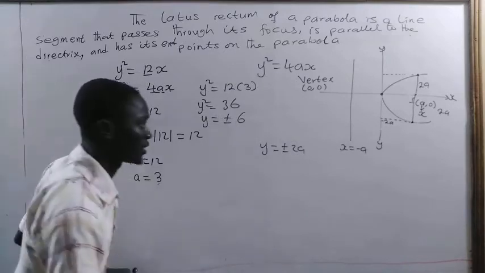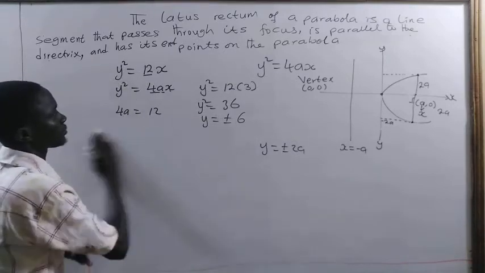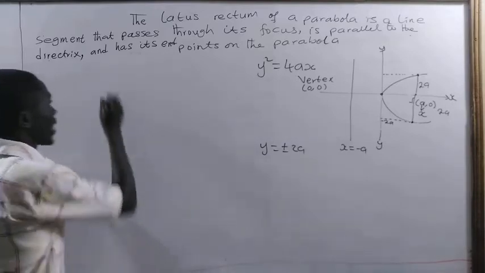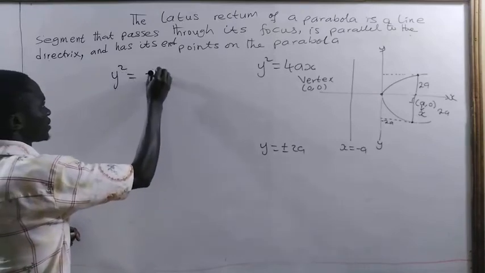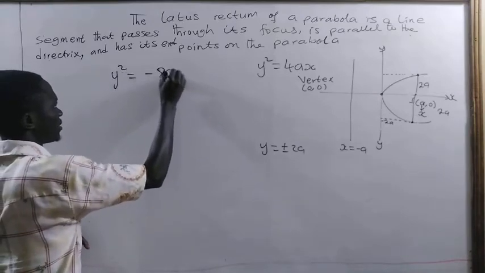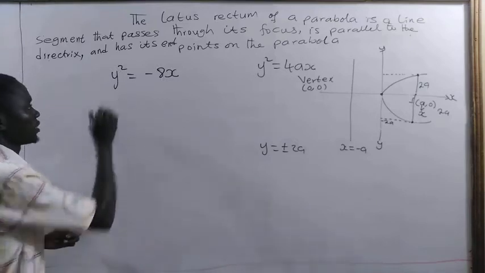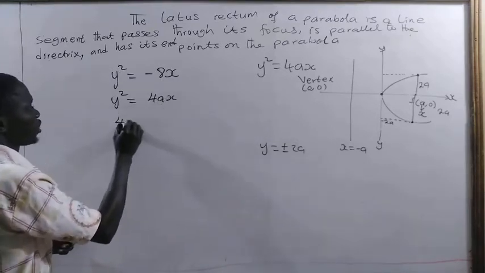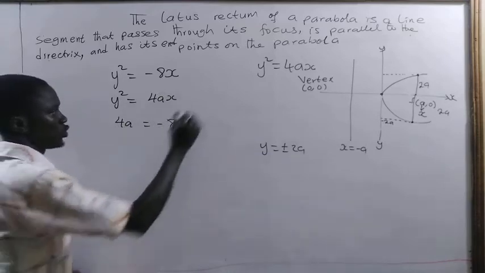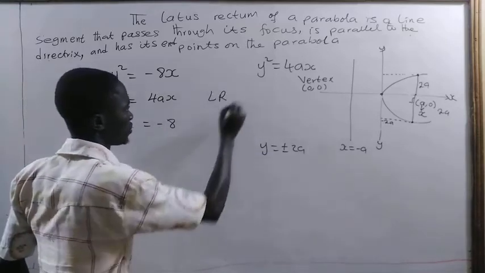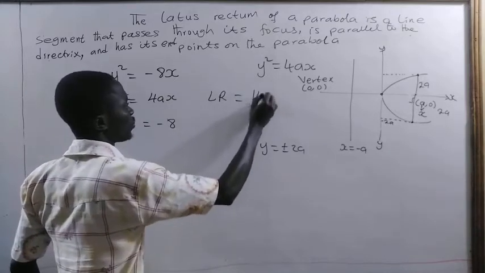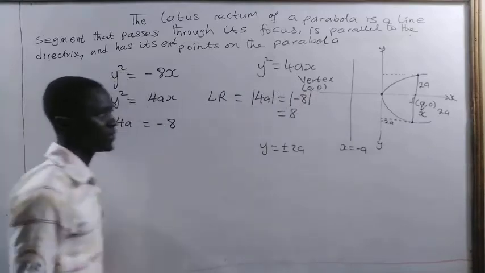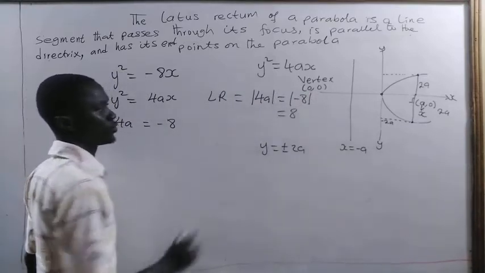Now let's look at the other ones. Let's take y squared equal to minus 8x. For this one, you have y squared equal to 4ax. We take 4a equal to negative 8. So if you want the length of the Latus rectum, we take the absolute value of 4a, which is equal to the absolute value of minus 8, and that is the same as positive 8. So this is the length of the Latus rectum.